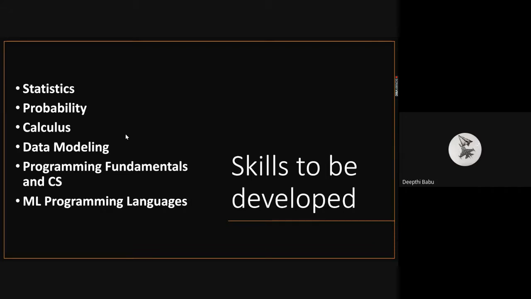So for that, you will be using your calculus, and the data modeling is just your data visualization. And then what is computer science? The basic information about how your computer works, the fundamental skills about it. And then any ML programming languages, like mainly Python. Since Python is being used everywhere nowadays, so mainly Python or R or C++. So these are the skills that you need to develop for your predictive analysis.